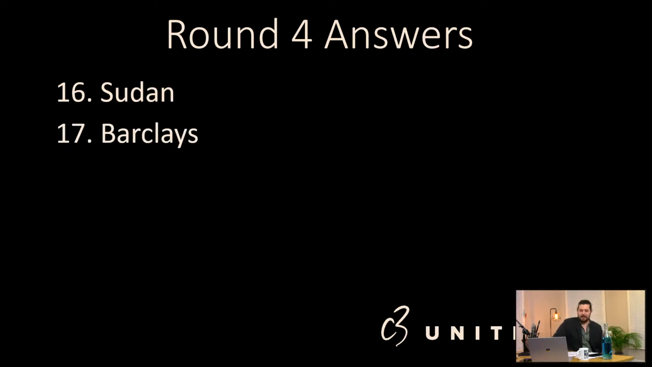Question 18. In 1918, Finland declared its independence from which country? Russia. Russia is the country from which Finland declared independence in 1918. Last two questions before we get to our tiebreaker.